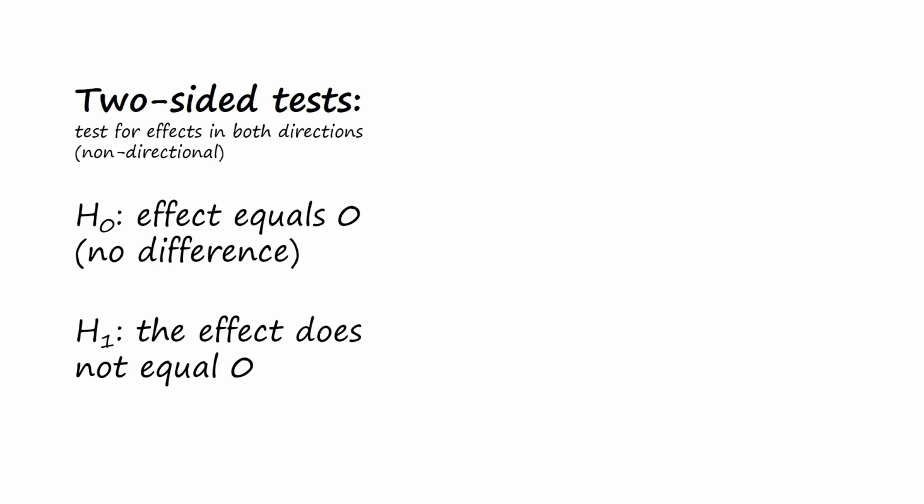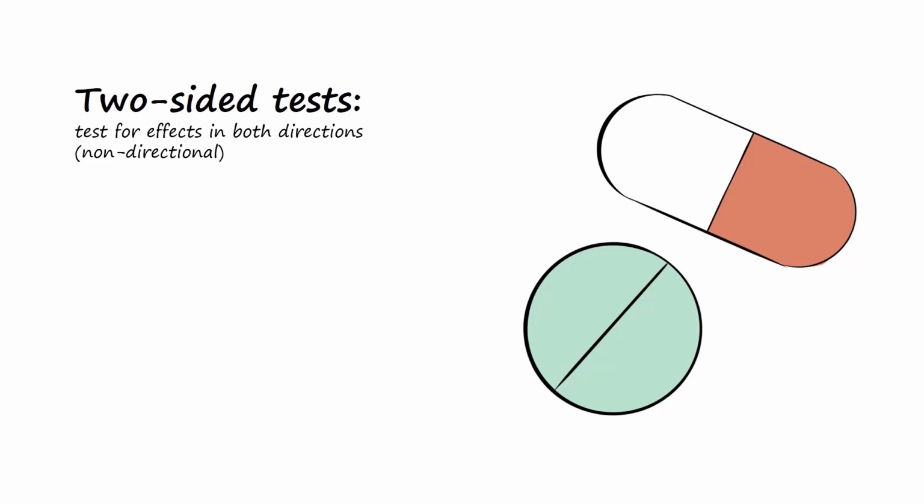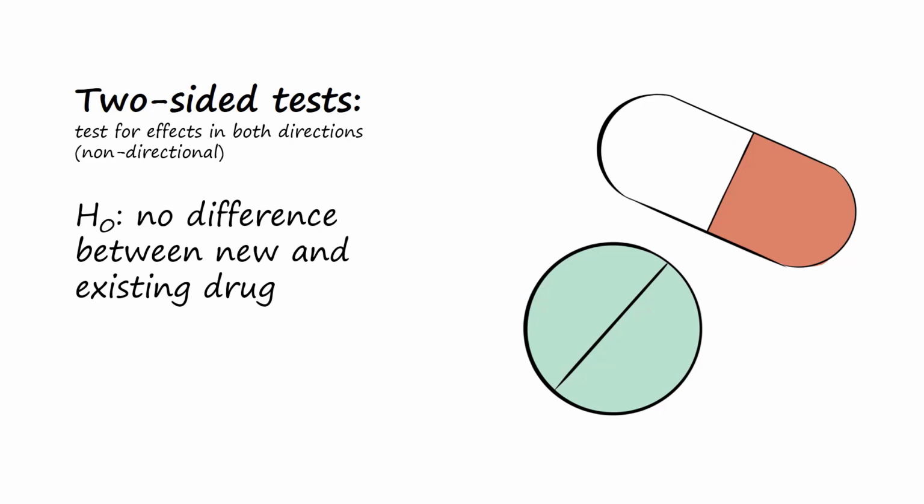Imagine you want to test the effectiveness of a new drug compared to an existing drug. You could perform a one-tailed test to see whether the new drug performs better than the existing drug. In doing this, you fail to test the possibility that the new drug is actually less effective than the existing drug. A two-tailed test would allow for both possibilities. The new drug could perform better or worse than the existing drug. In this case, the null hypothesis would be there is no difference in performance between the new and the existing drug.